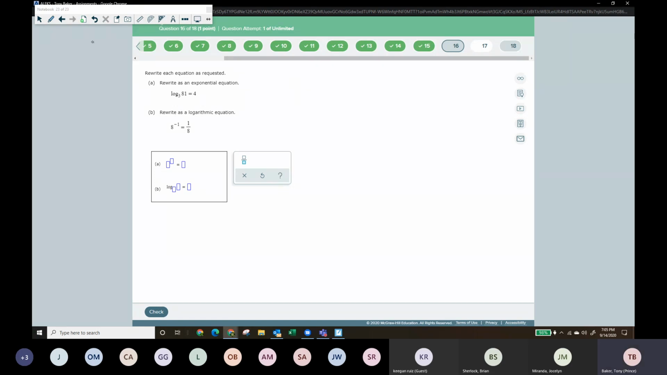All right. So an exponential function looks like this: b to the x equals y. A log reverses those. So it's log base b of y equals x. So the base becomes the base of the logarithm, and the x and the y switch places.